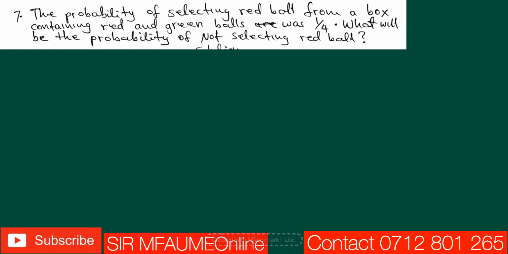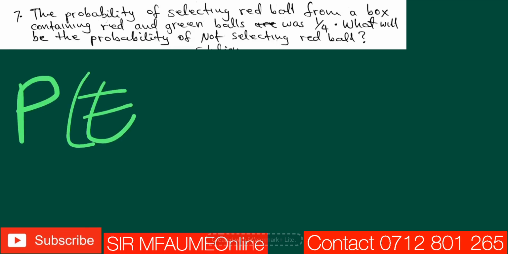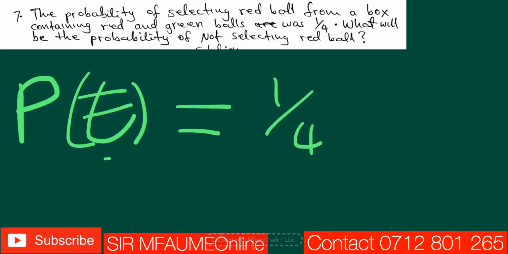So now let me write it. The probability of selecting a red ball. So my event is selecting the red ball. That's why the probability of my event, where my event is to select a red ball, is equal to what? 1 over 4, as it said in the question. So this one is the probability of an event, where my event is to select a red ball.